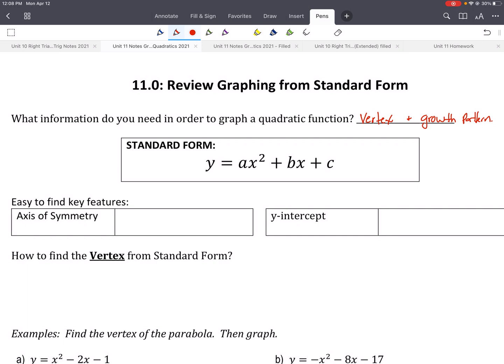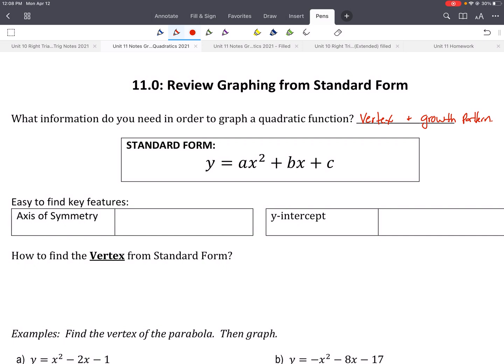So here's our review. If you feel like you're comfortable, if you did well on the test, then you probably don't need to watch the video. If you struggled on the test or you haven't done the test yet, then you probably want to watch this and get caught up. All right, so what information do you need in order to graph a quadratic function?